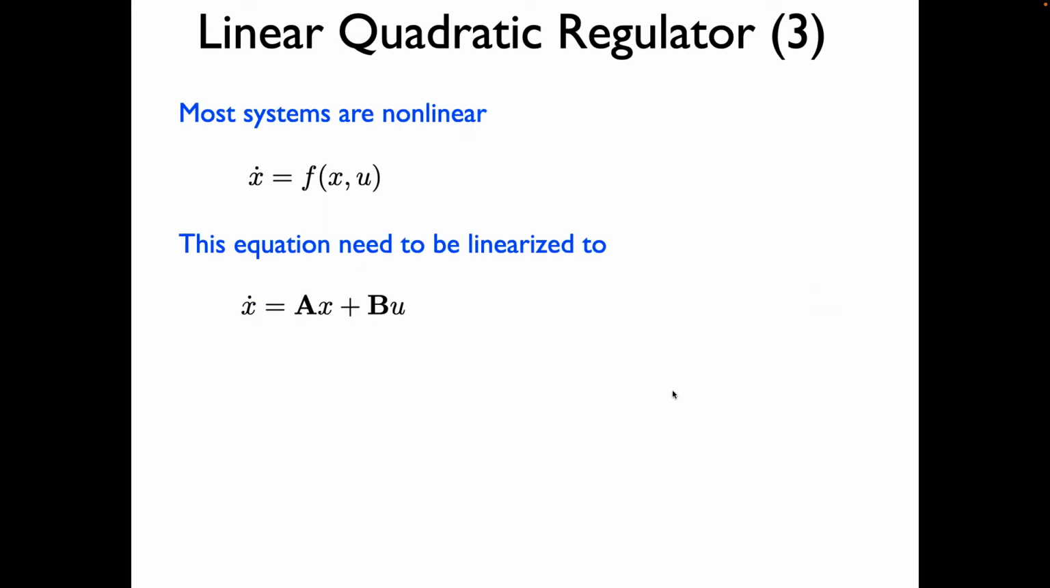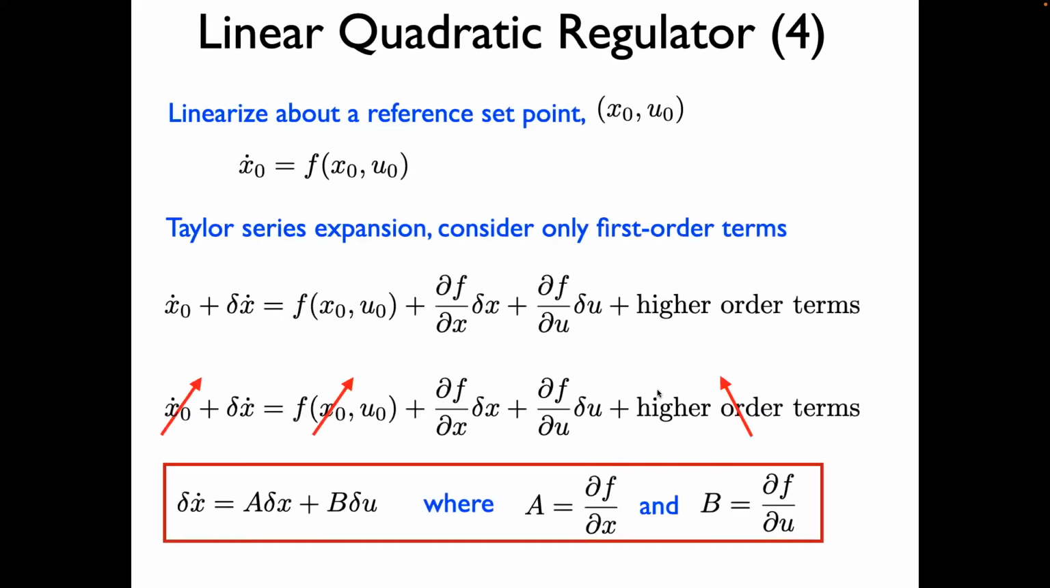One issue, however, is that the system in question is not linear. The equations are written as x dot equals f(x, u). So we need to first linearize the system as x dot equals Ax plus Bu. In order to do this, we use what is known as Taylor series expansion.